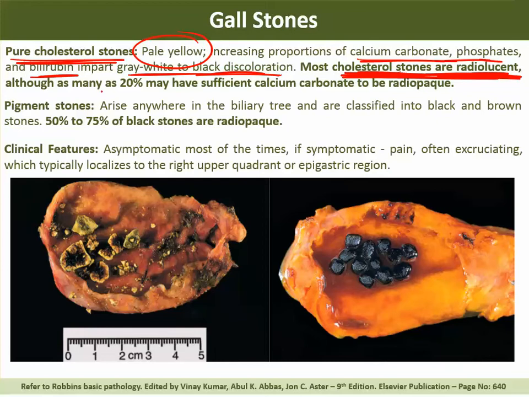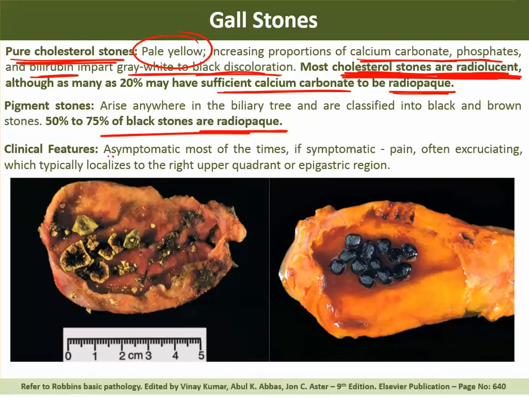If calcium carbonate is there, then it becomes radio-opaque and will be visible on the X-ray. Pigment stones are radio-opaque; most pigment stones are radio-opaque. So if you ask me whether cholesterol stones or pigment stones are more visible on X-ray, pigment stones are more visible than cholesterol stones.